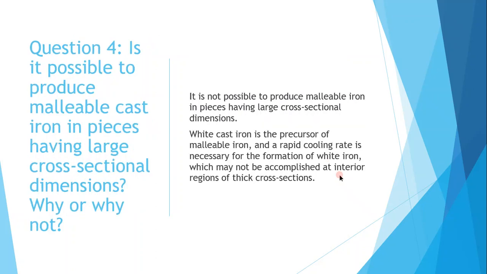So question 4. Is it possible to produce malleable cast iron pieces having large cross-sectional dimensions? Why or why not? So it's not possible to do this because white cast iron is the precursor of malleable iron and a rapid cooling rate is necessary for the formation of white iron, which may not be accomplished at interior regions of thick cross-sections.